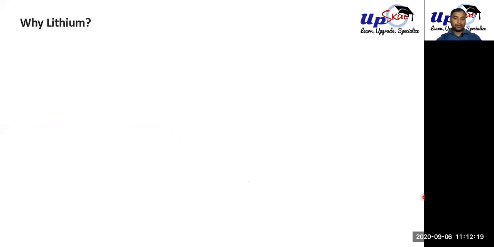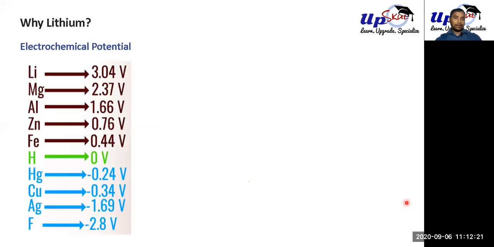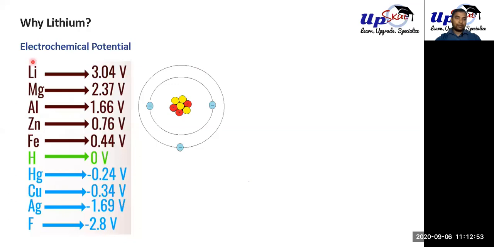There are hundreds of other options, but the main reason behind picking lithium is its electrochemical potential. Some metals have the tendency to absorb electrons, some have the tendency to let them go. Lithium is one of those metals which has the highest tendency of letting go of an electron in our periodic table. Here on this electrochemical potential chart, lithium is on top. It generates 3.04 volts.